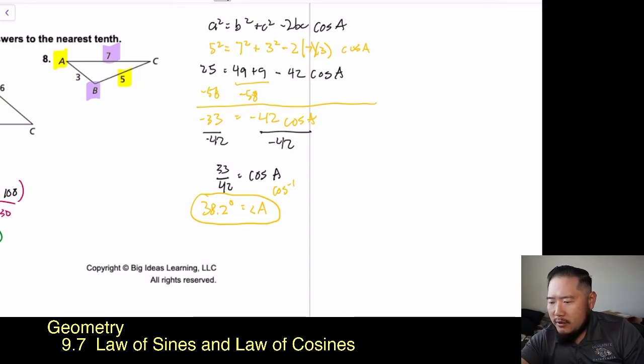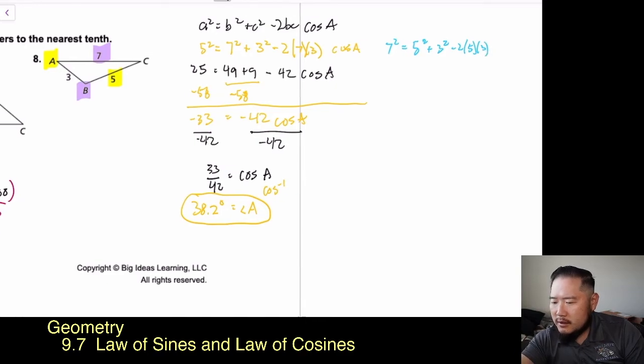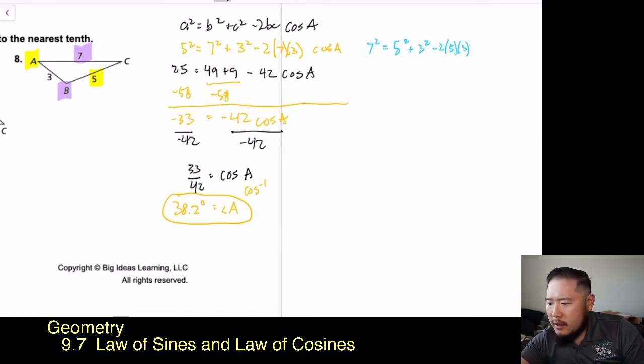So right here, we'll start with b squared. So it's going to be 7 squared is equal to, and then we have the other two sides, which is A and C. So we'll put 5 squared plus 3 squared minus 2 times 5 times 3. And then we have ourselves, this time, cosine of B.